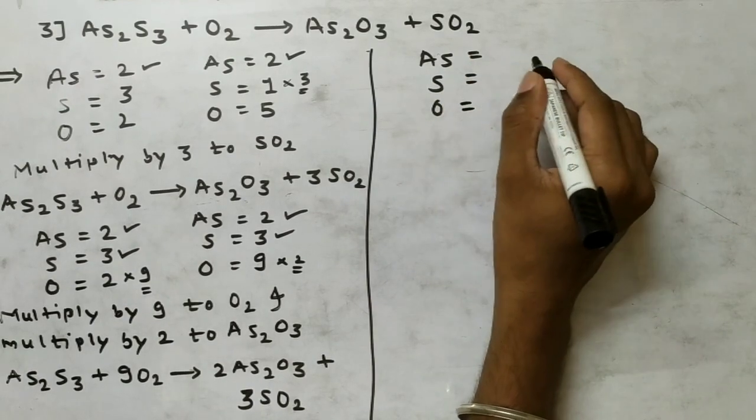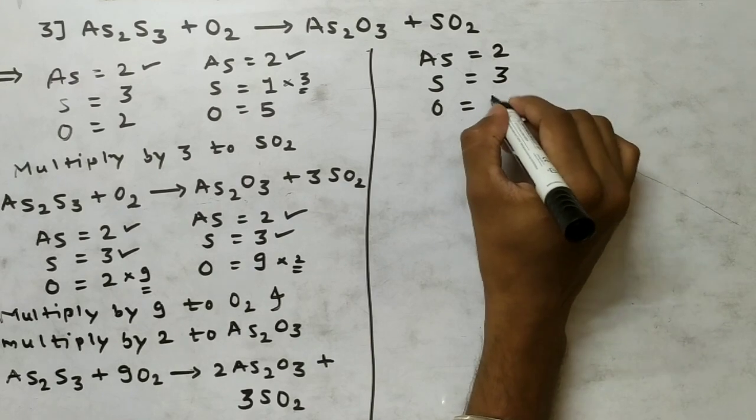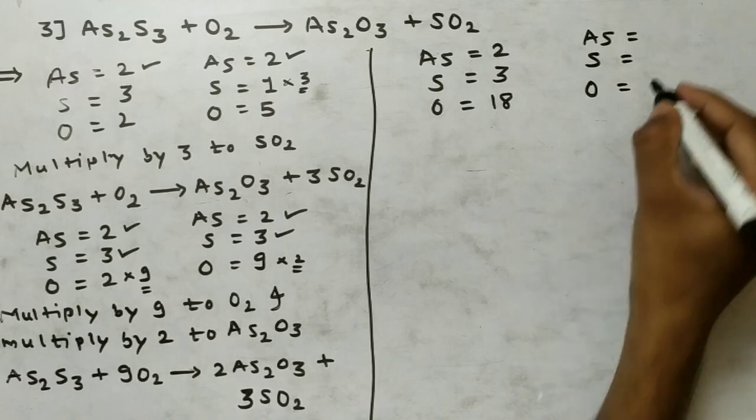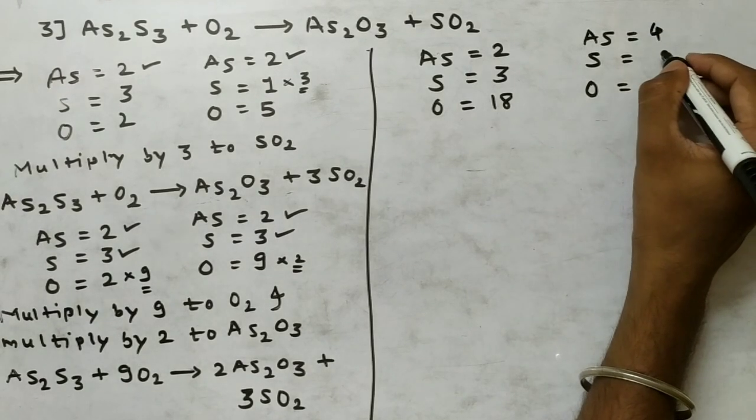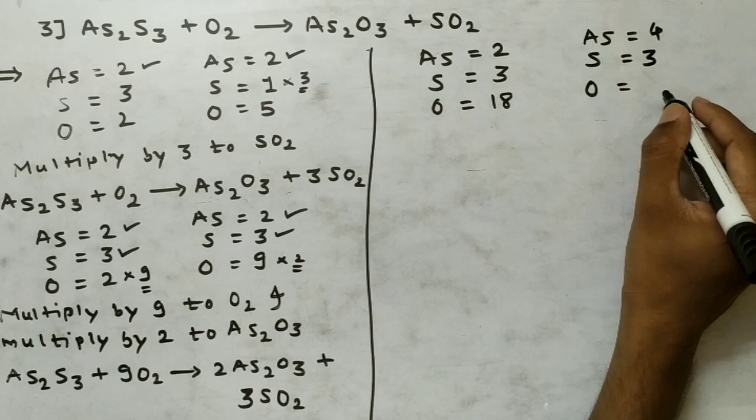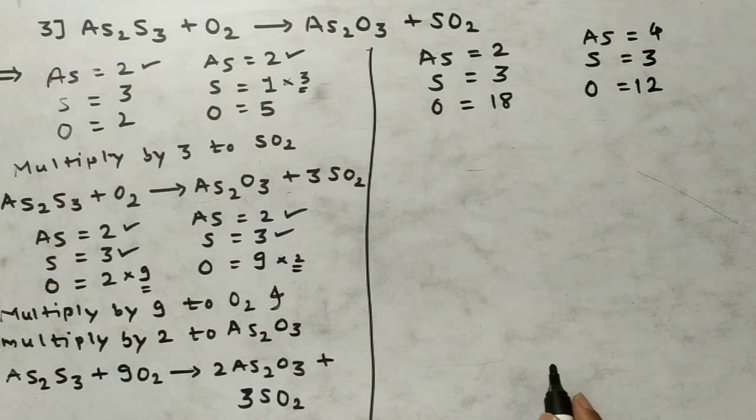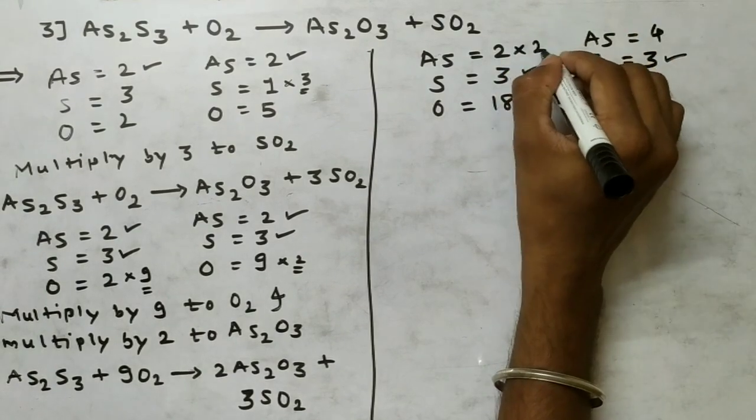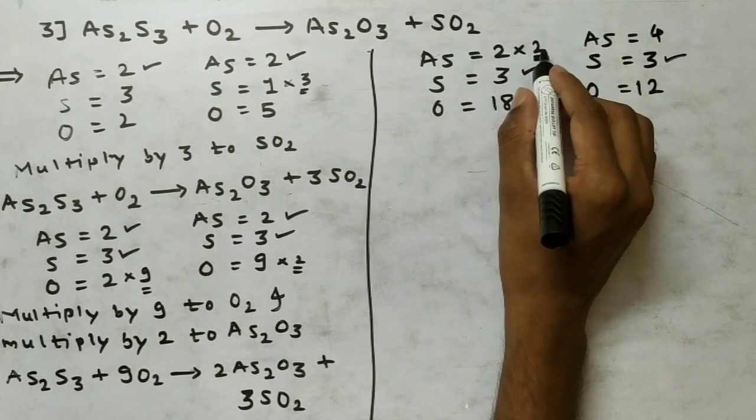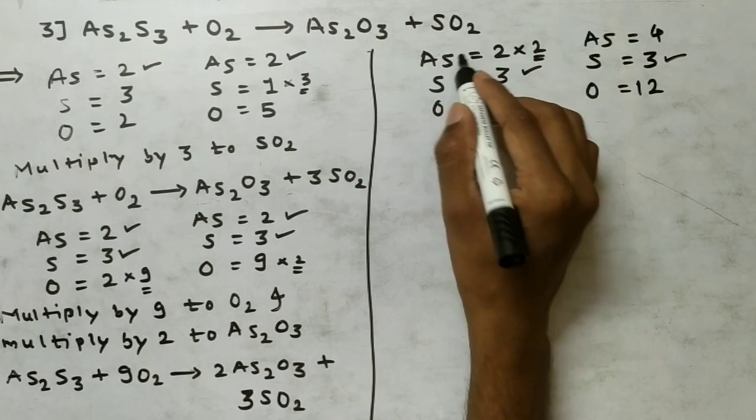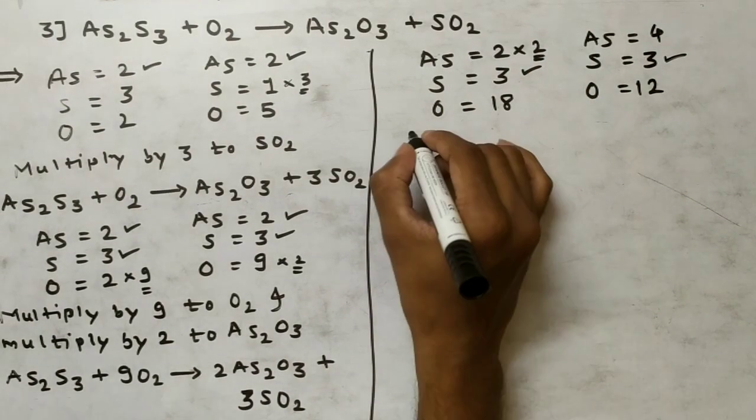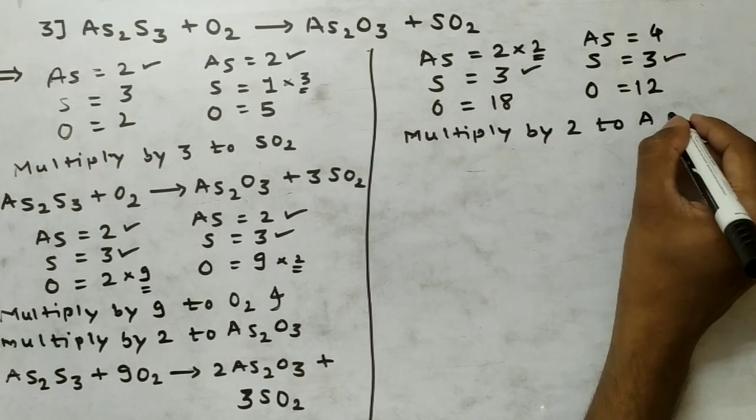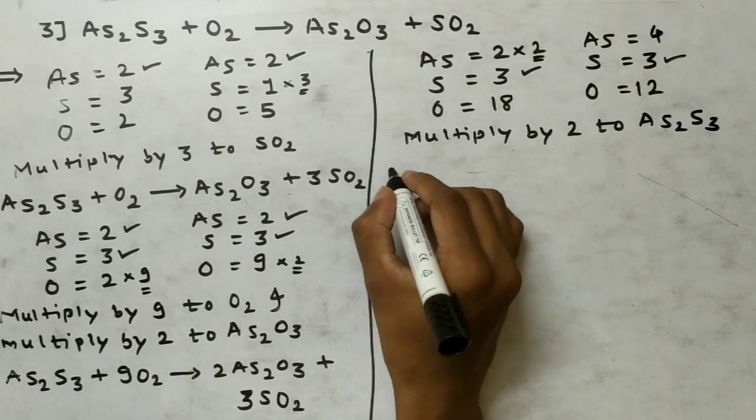Now we'll write down the number of elements present on the reactant and product side. As, S, O: 2, 3, and 18, and here As 4, sulfur 3, and oxygen 3 times 2 is 6, total 12. Now sulfur atoms are balanced, so we'll balance these As atoms. To balance this As, we need to multiply it by 2. On the reactant side, As is in combination with S, so we'll multiply As2S3 by 2.